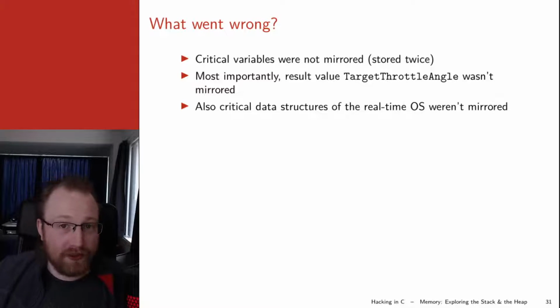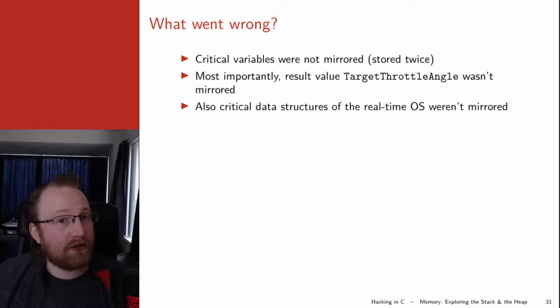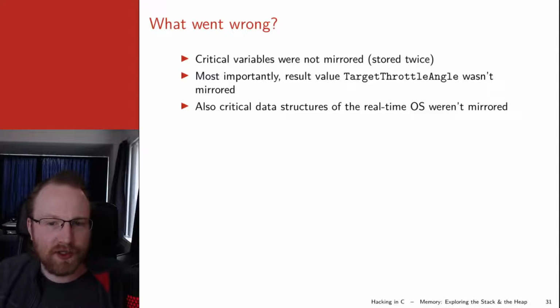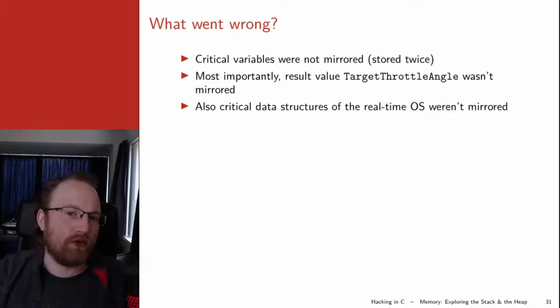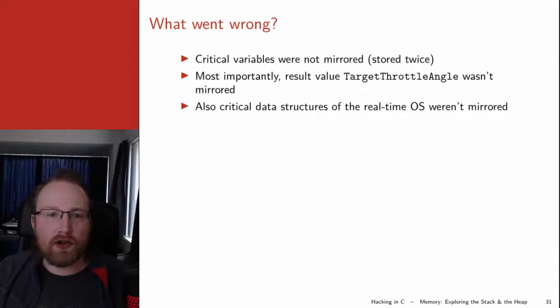And if they don't agree, something is seriously wrong and you should shut down the engine and park the car, right? The parking the car will be the driver's responsibility, but basically you should make sure that the car comes to a safe stop at that point. That would be the ideal situation if that happens. Well, Toyota wasn't doing that. They weren't mirroring the variables.